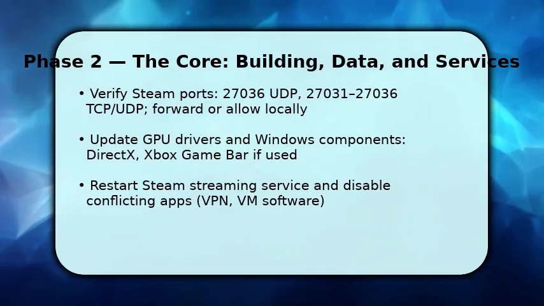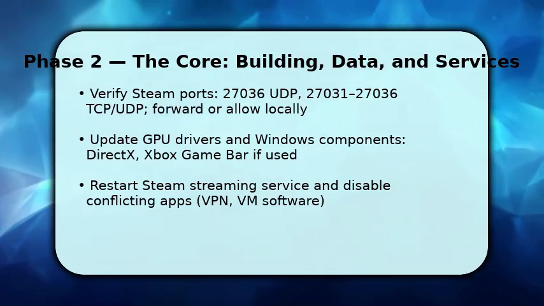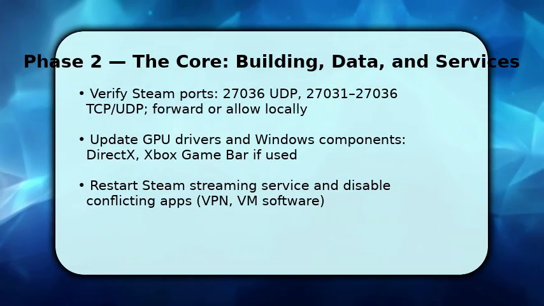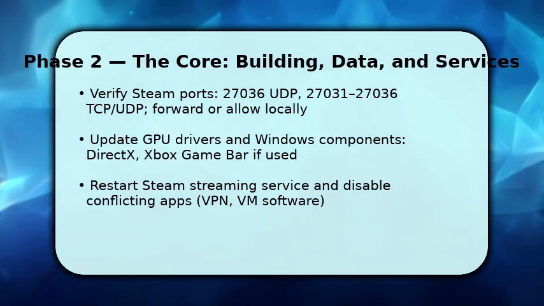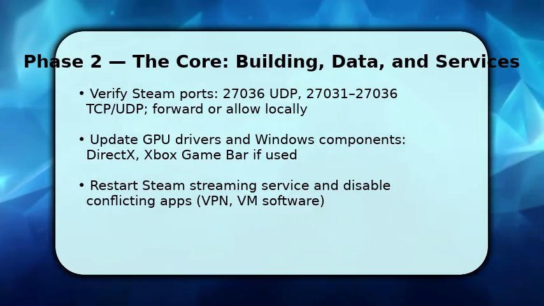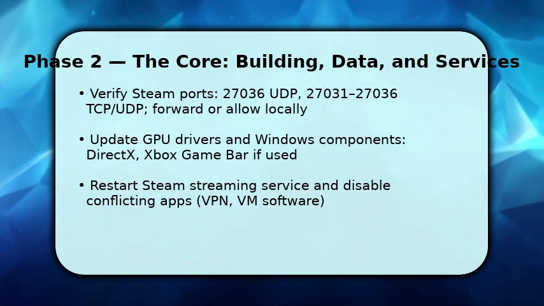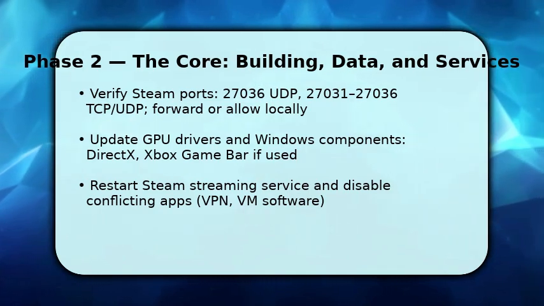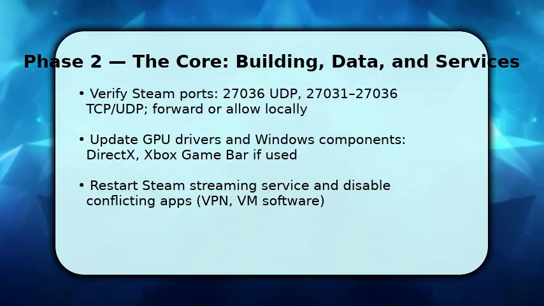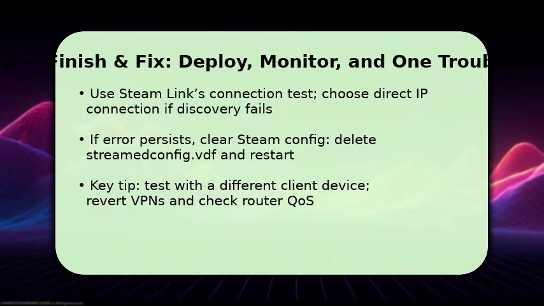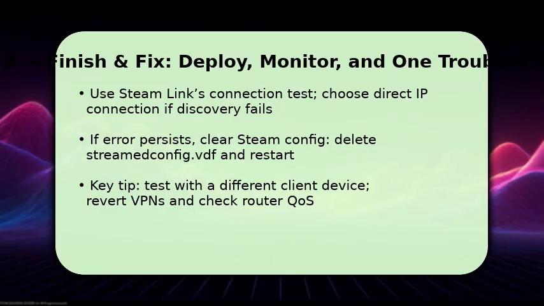Then update GPU drivers and make sure DirectX and related Windows components are current. Restart the Steam streaming service from services.msc, and temporarily disable VPNs, proxies, or virtual network adapters that could route packets wrong. Finally, verify the connection and apply a targeted reset.